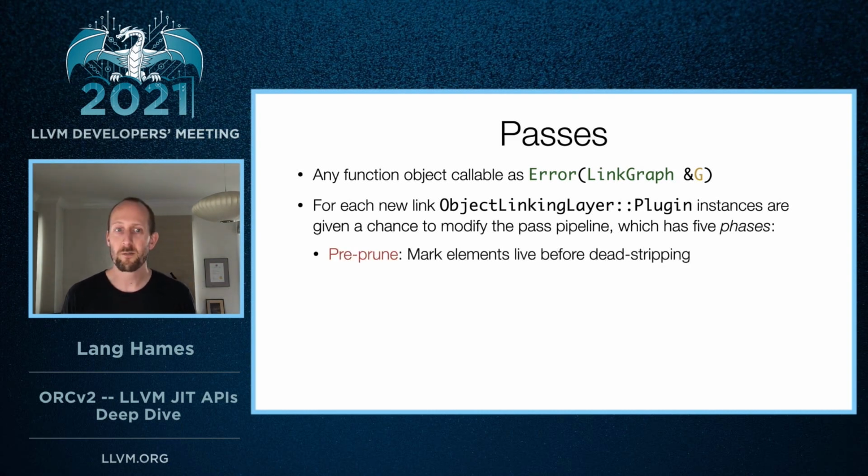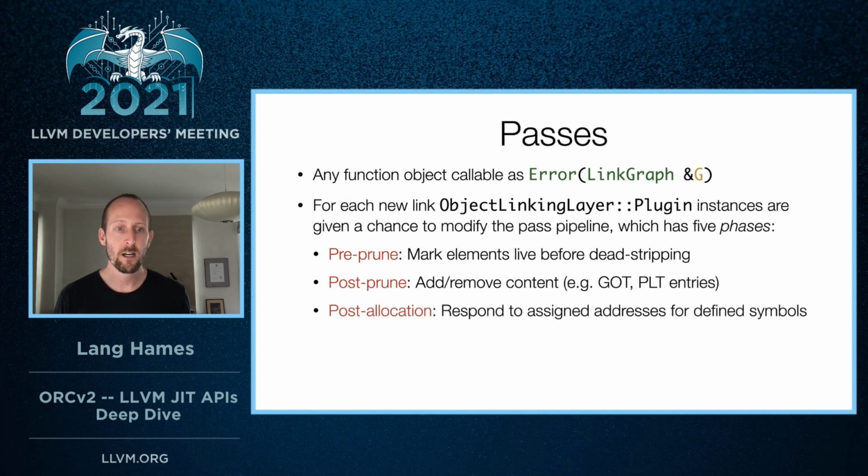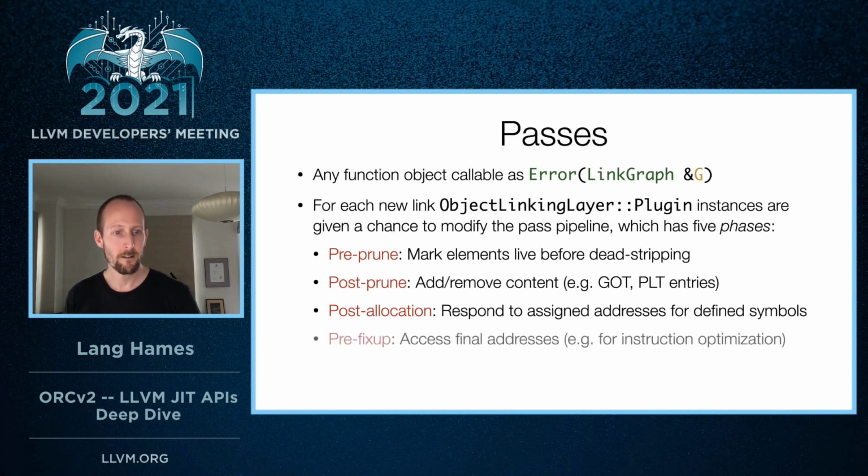There's a pre-prune phase where you can mark elements live to prevent them from being dead stripped out of the graph. A post-prune phase where we can still add or remove content before we allocate memory. So for instance, this is where we insert global offset table and procedure linkage table entries. There's a post-allocation phase where you can respond to the addresses assigned to the symbols defined in this graph. This is mostly useful for internal bookkeeping.